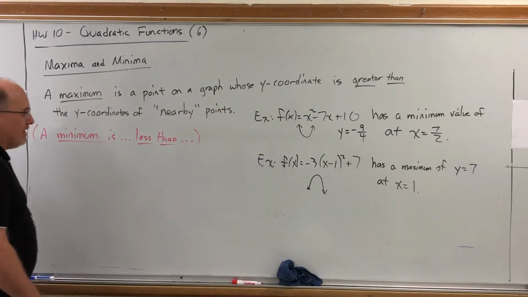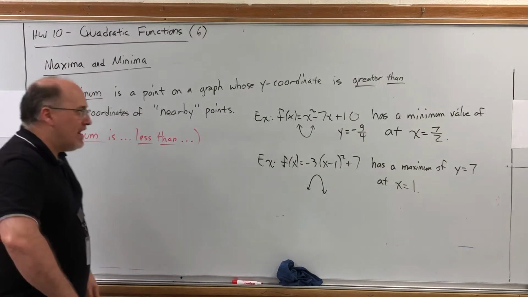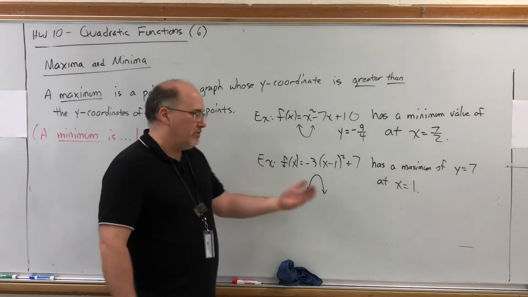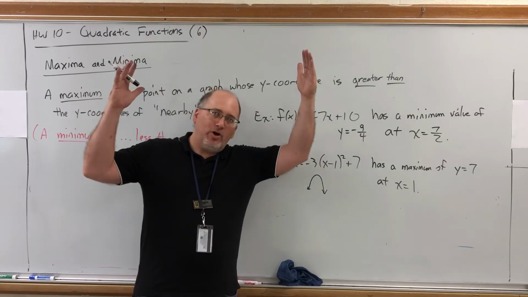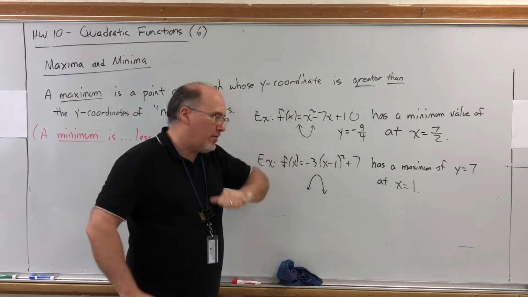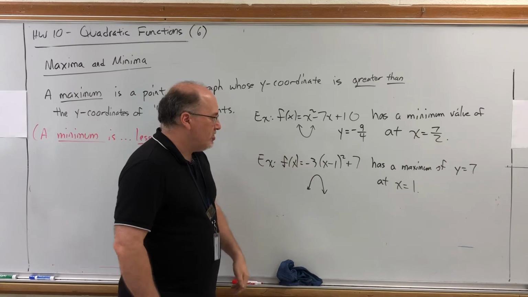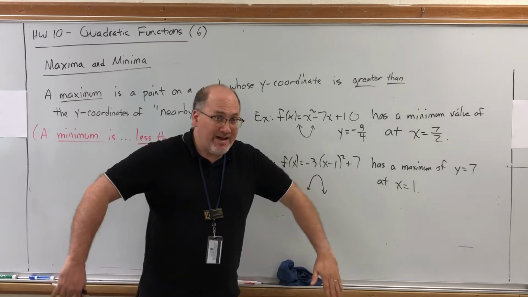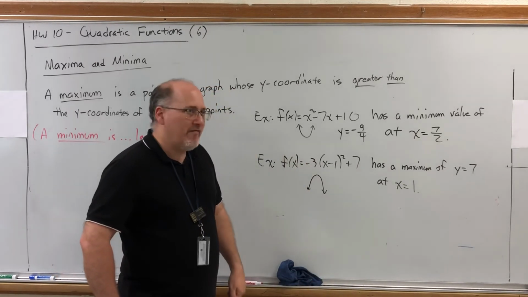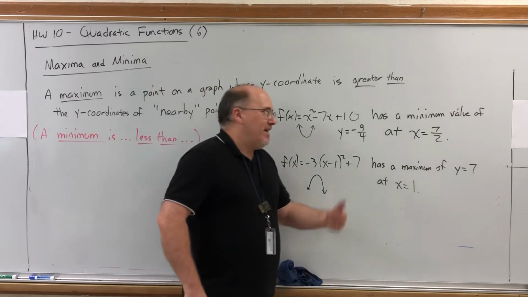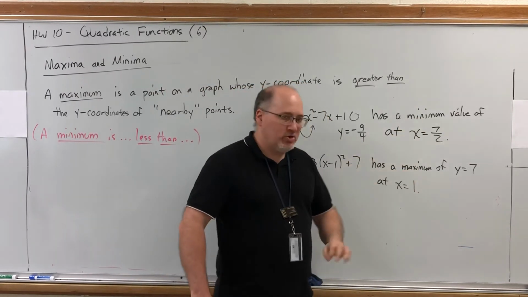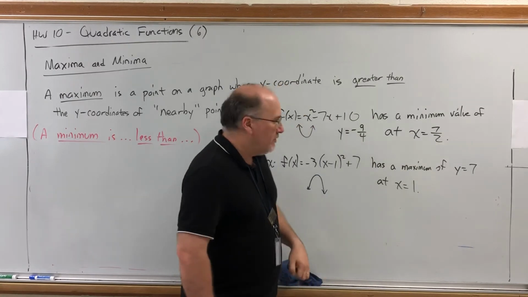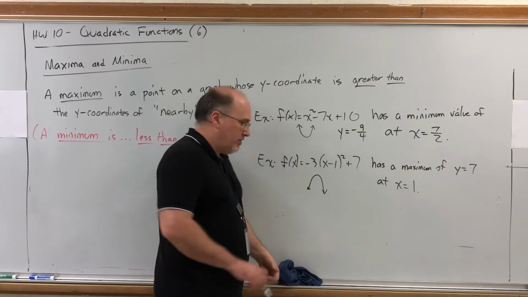So every parabola has a maximum or a minimum, and you can actually predict which one it is without doing a lick of work. If the leading coefficient is positive, the parabola opens up, therefore there is a minimum value. If the leading coefficient is negative, the parabola opens down, therefore there's a maximum value. Just remember that as adjectives, the words minimum and maximum are describing y values. Where they occur are the x values.